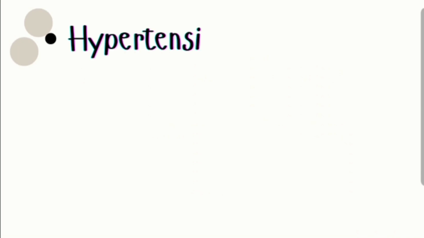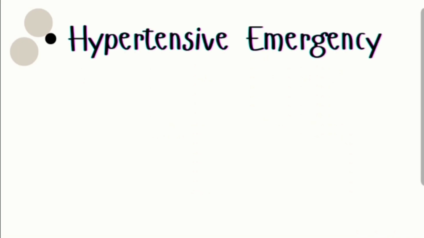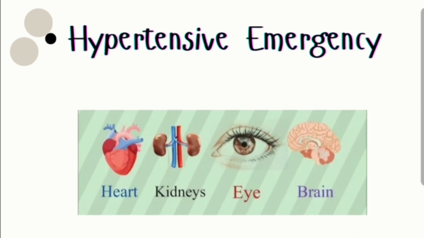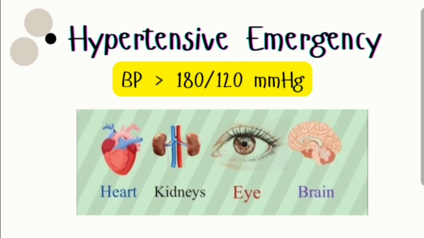So what happens in hypertensive emergency? Here the blood pressure elevation is usually more than 180 by 120 millimeter of mercury, but there is end organ damage. The end organs are brain, heart, kidneys, and eyes. There may be injury to the large arteries or microcirculation.